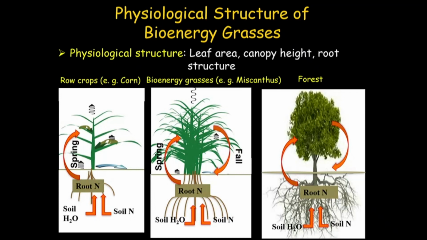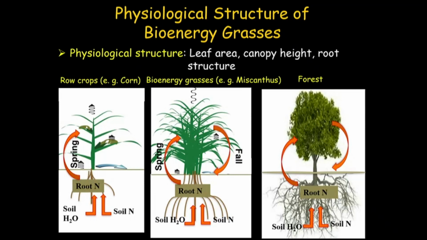As I've already mentioned, any kind of plant material can be used, not only the energy crops but also the forest plant material. But the point here is what is their physiological structure that favors using these crops as a source of ethanol. In the case of, for example, row crops, the shoot part plays a very important role. Shoot and root, both parts play a very important role.